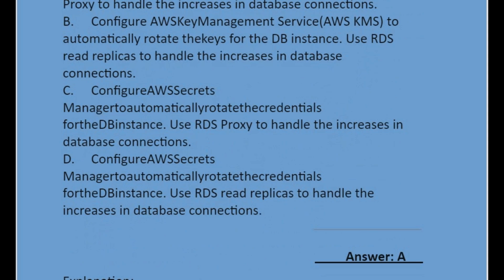Option C. Configure AWS Secrets Manager to automatically rotate the credentials for the DB instance. Use RDS proxy to handle the increases in database connections. Option D. Configure AWS Secrets Manager to automatically rotate the credentials for the DB instance. Use RDS read replicas to handle the increases in database connections. Correct answer is option A.